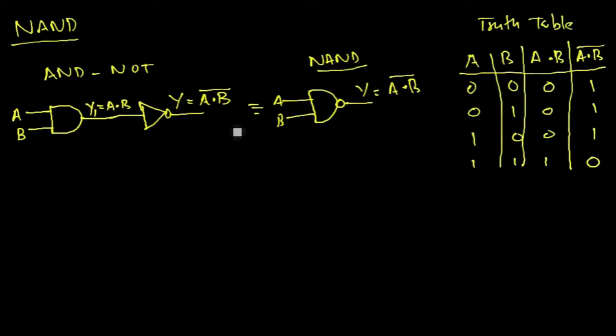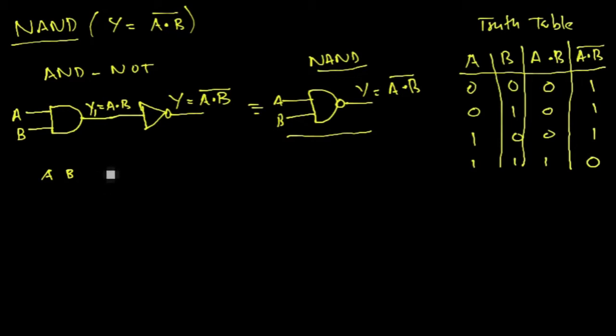A NAND gate is a combination of AND and NOT gate. This is the symbolic representation. The Boolean expression for the NAND gate is given by Y is equal to (A and B) all complement. So now let's see another circuit. Suppose consider A and B.